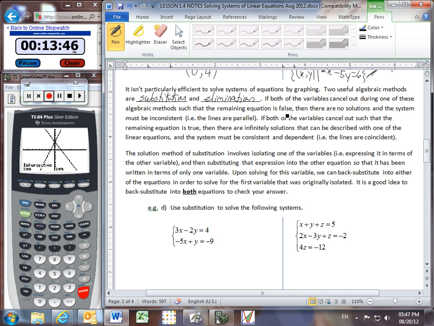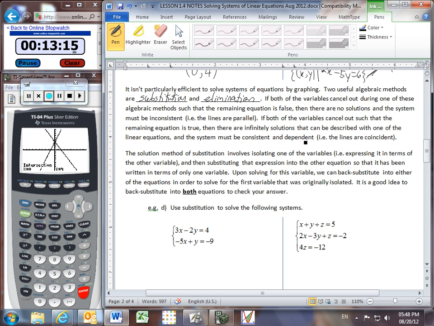The lines are parallel. On the other hand, if both of your variables cancel out, and so you've got no x's and no y's left over in your equation, and you've got a statement like 3 equals 3, well, that's always true. True for any value of x and y, and hence there must be an infinite number of solutions. And that infinite number of solutions is represented by the coincident lines because we have a consistent and dependent system. The lines are on top of each other.